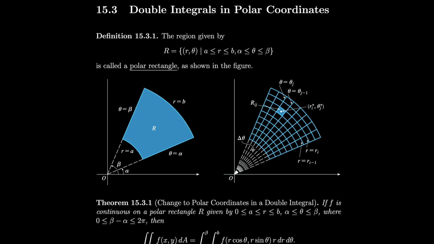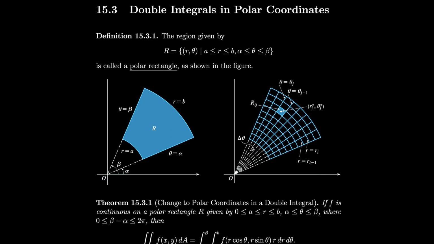Section 15.3, double integrals in polar coordinates. The region given by R equals all the (r, theta) such that a is less than or equal to r is less than or equal to b, so r is between a and b, theta is between alpha and beta, for constant values a, b, alpha, and beta, is called a polar rectangle, as shown in this figure.